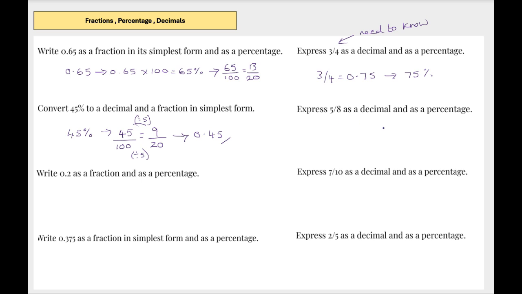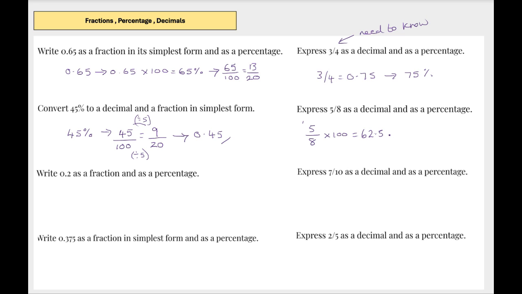Express 5/8 as a decimal and a percentage. This one's a bit trickier. Try and remember this one if you can as well. So we have 5 over 8. I'm going to times that by 100, which gives us our percent, which is 62.5.